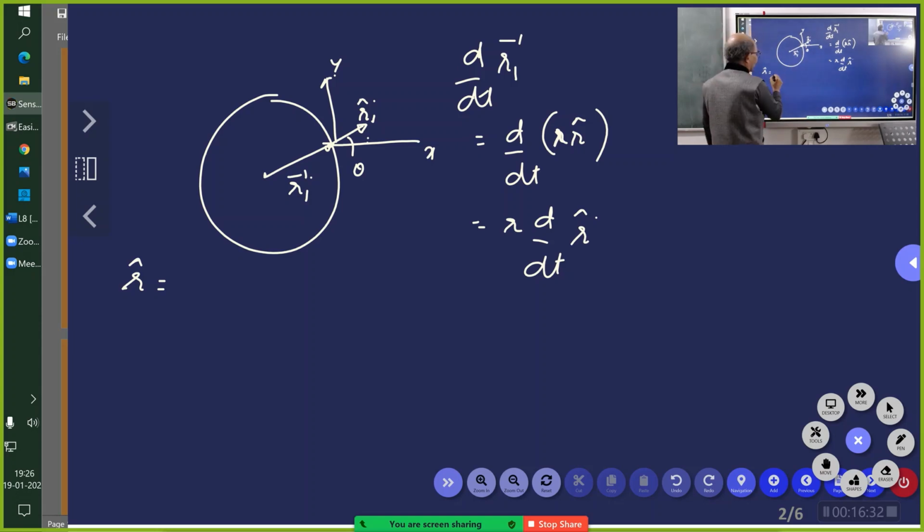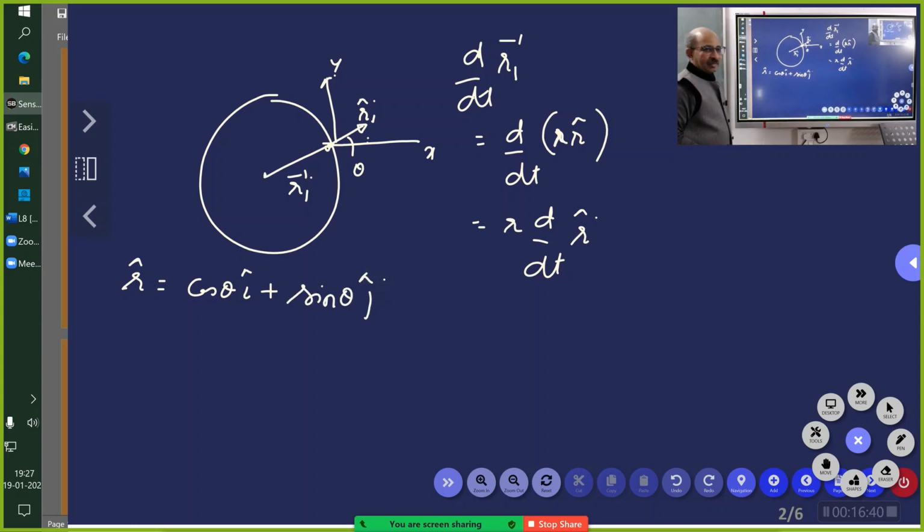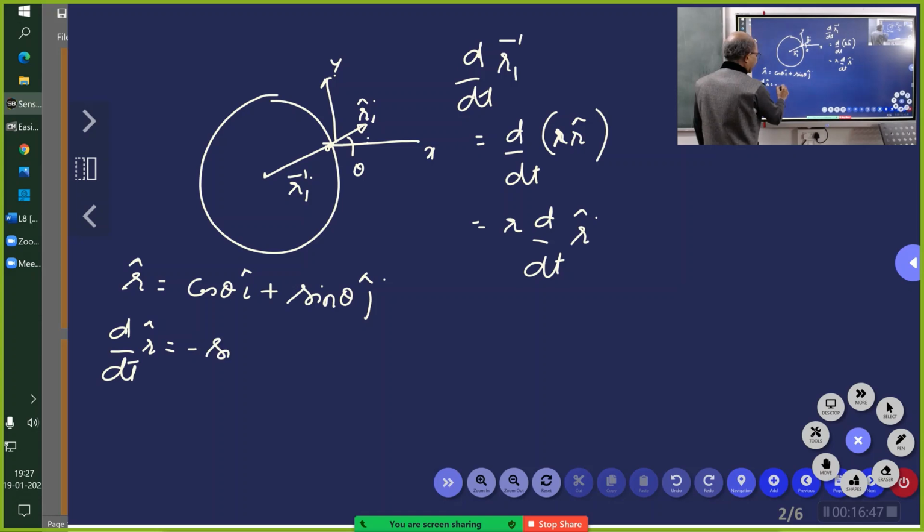This is cos theta i cap plus sin theta j cap. You will get it as cos theta i cap plus sin theta j cap. Remember that? So d by dt of r cap will be what? Minus sin theta i cap plus cos theta j cap.